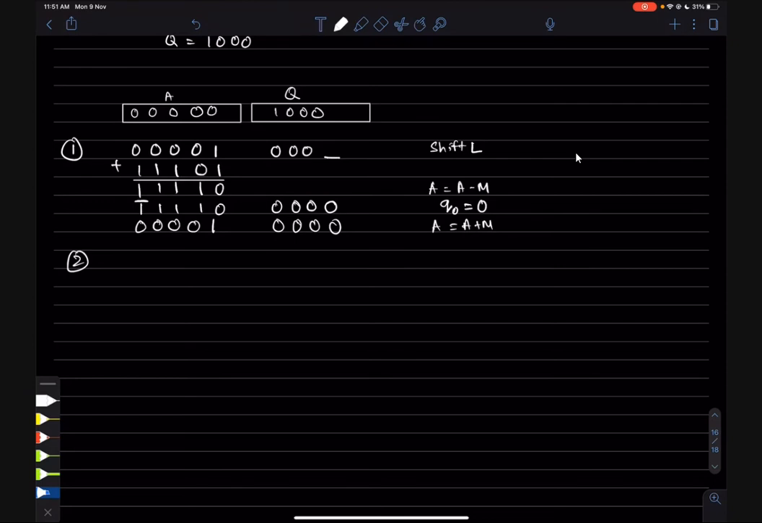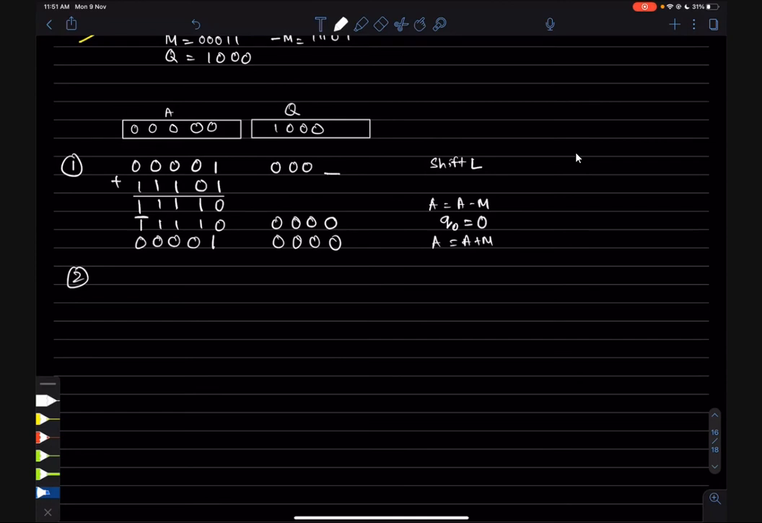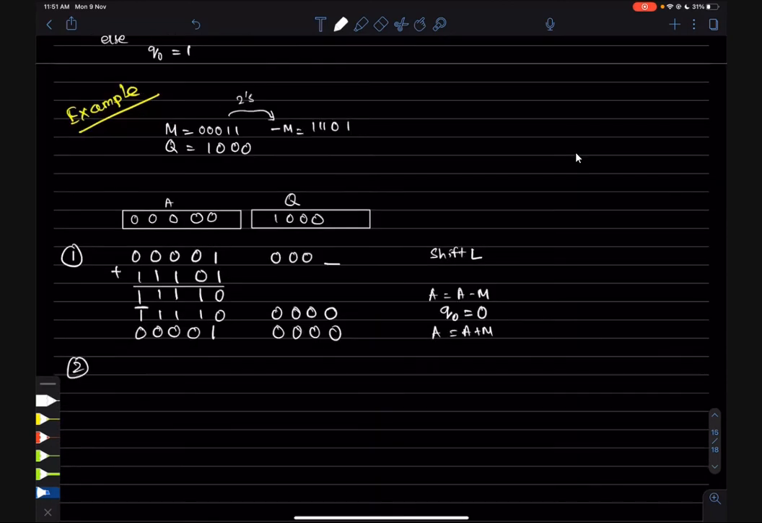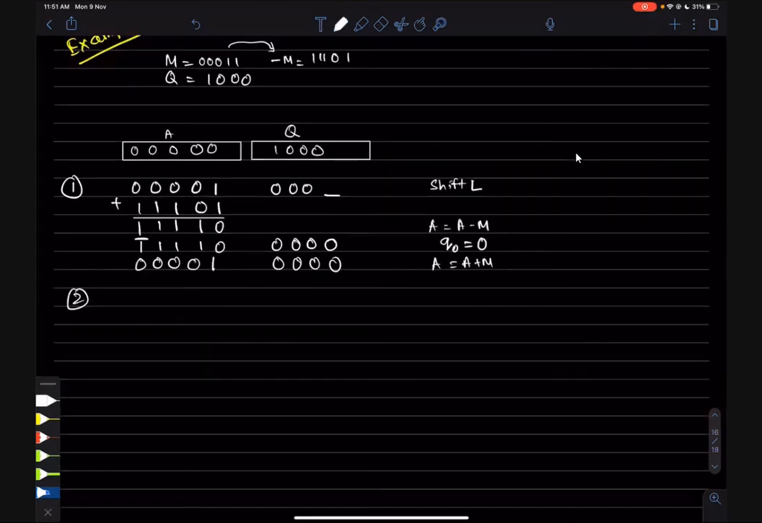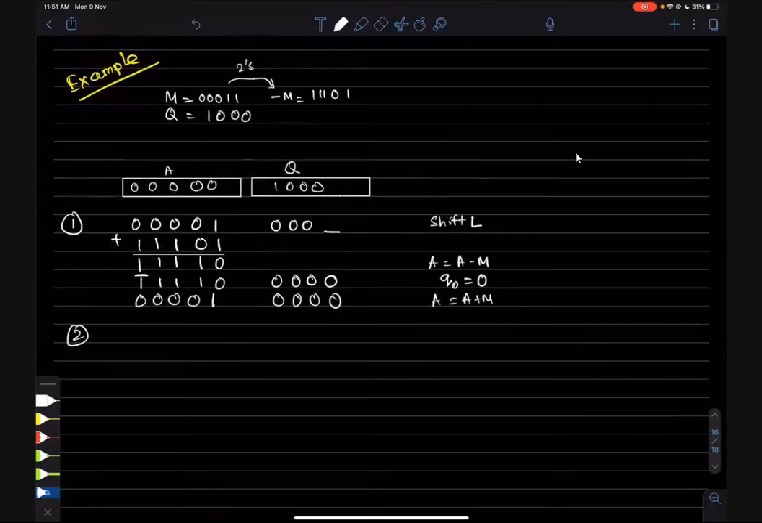Have you understood this part, or any doubt? If you have any doubt, just unmute and ask, because it is very important and it is a long question. Then the second cycle. We have to do it 4 times, because n is equal to 4, the number of bits in q. So 4 cycles we have to do. The first cycle is over.